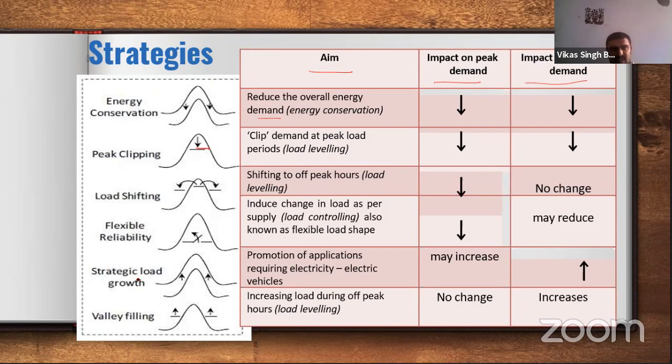Then strategic load growth. This is the opposite of energy conservation, so the peak demand will increase and energy demand will also increase. Now this is valley filling. In valley filling, we are connecting additional load in the low demand period. So the peak demand will remain unchanged, but the total energy demand will increase. So these are the 6 main strategies of demand side management.